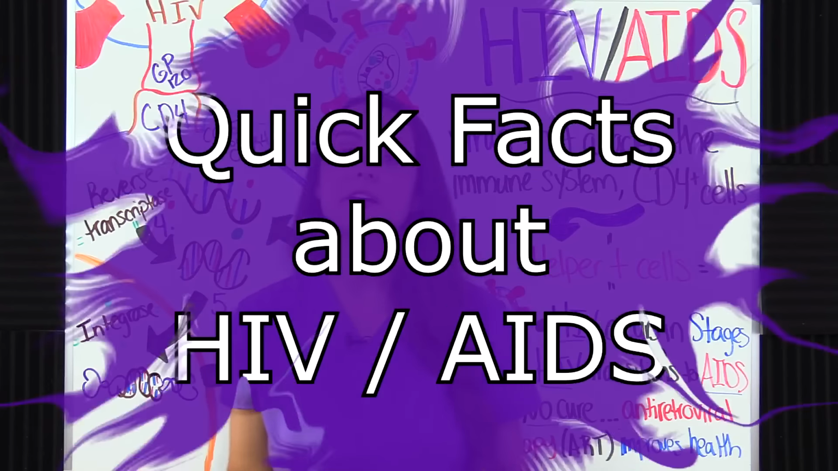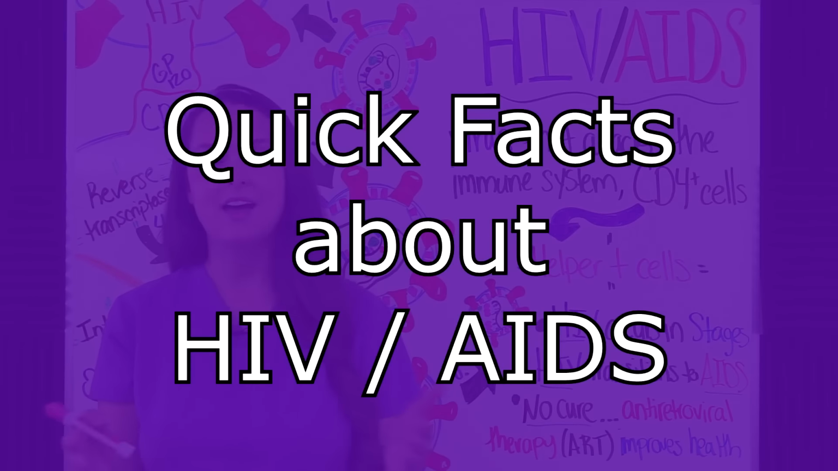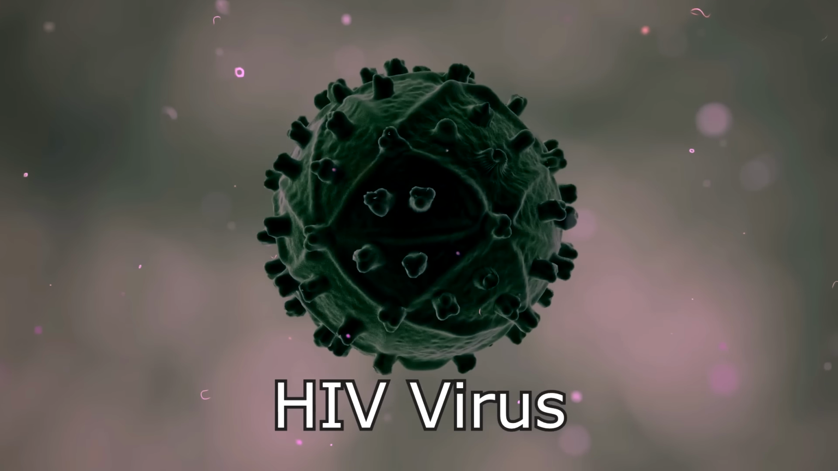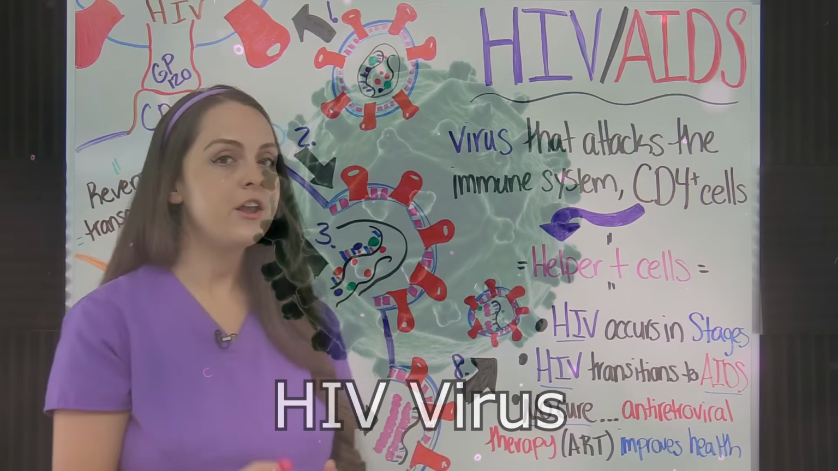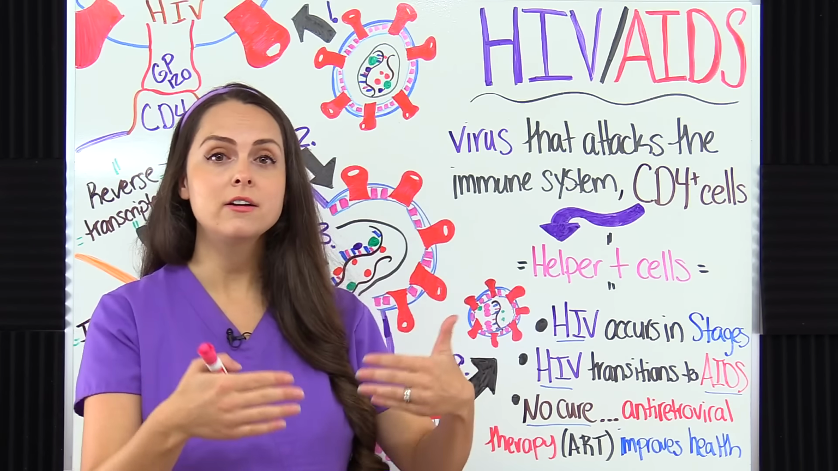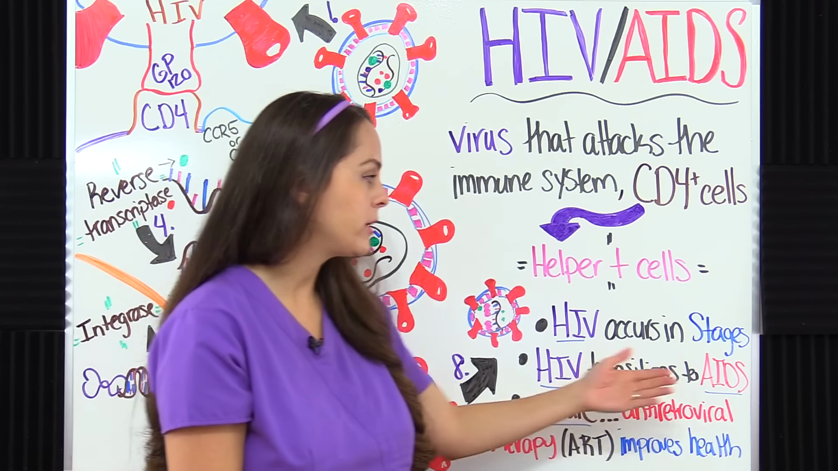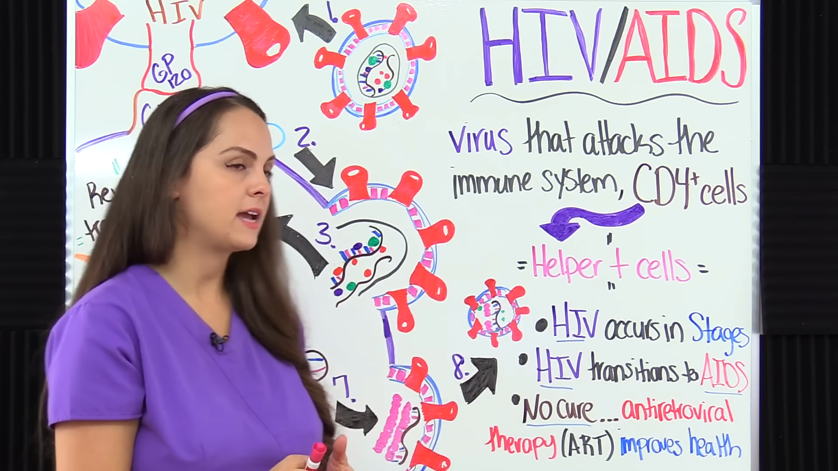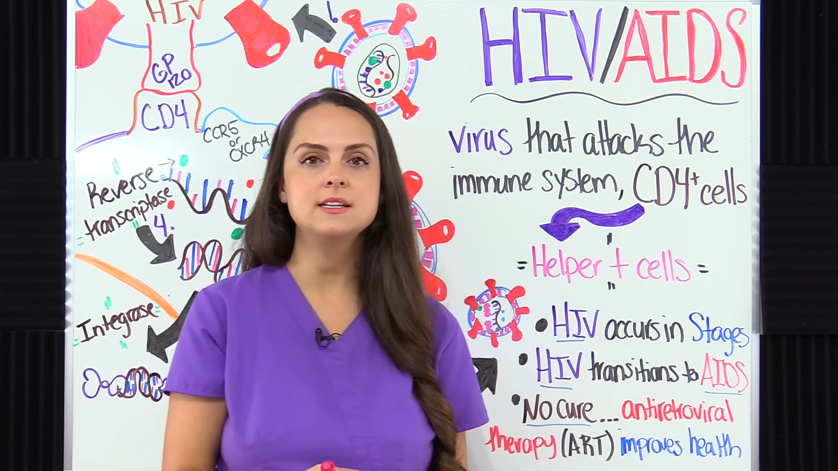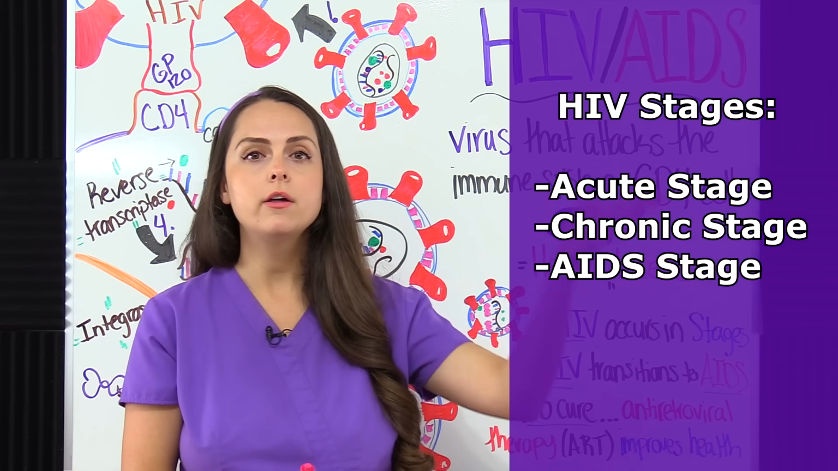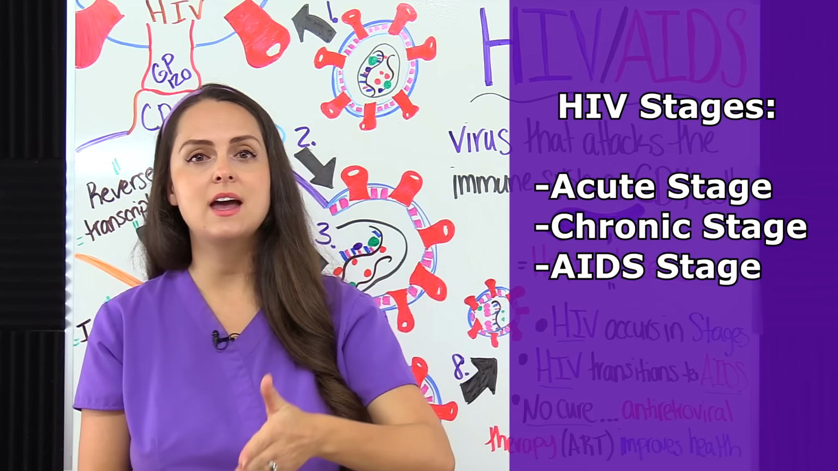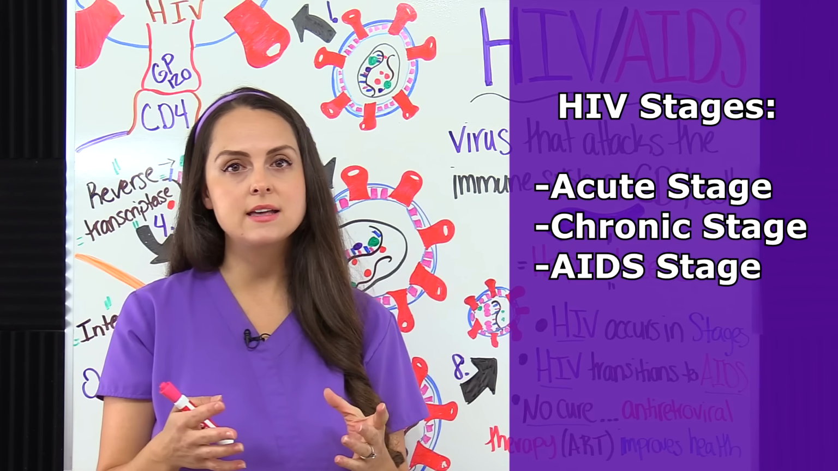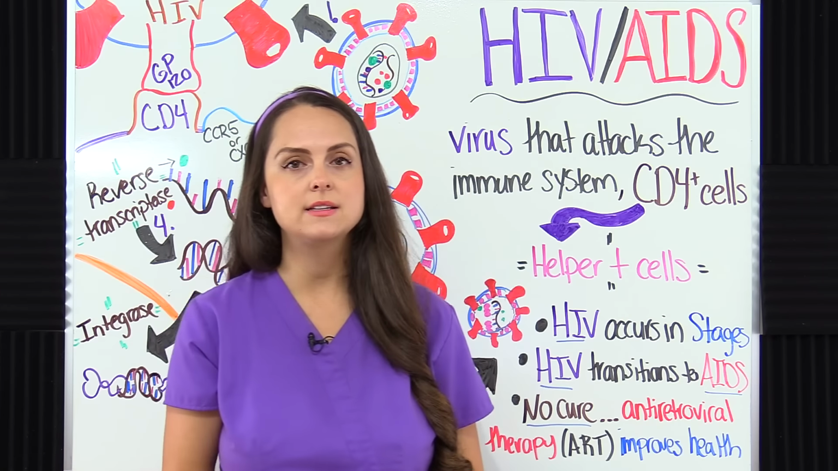Now let's look at some quick facts about HIV/AIDS. Whenever a person becomes infected with this virus, they have HIV. And over time, this virus can transition into what we call AIDS. Therefore, HIV really occurs in stages. A person becomes infected, they enter the acute stage, followed by the chronic stage, and then the last stage, which is the AIDS stage. And this is the stage that has the shortest life expectancy.